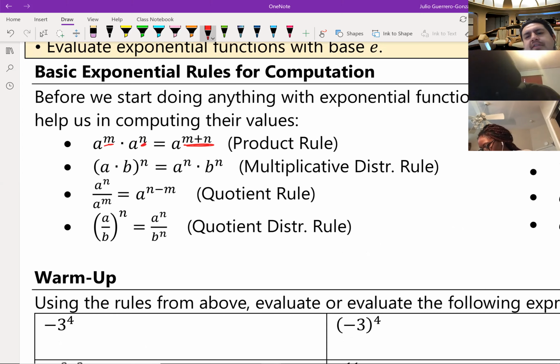The next one, the multiplicative distribution rule. Basically all this means is that your exponent distributes to both as an exponent, you just keep the times with it. Cool.